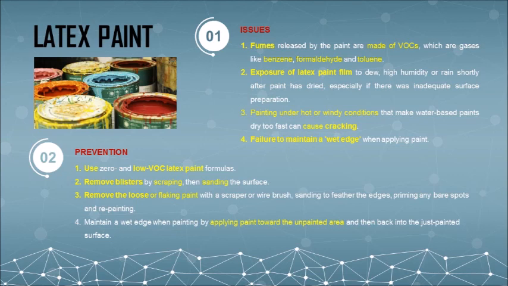To counter these issues, it is required to use low VOC latex paint formulas, remove blisters by scraping, then sanding the surface, remove the loose or flaking paint, and also maintain the wet edge when painting. It is required to apply paint to the unpainted area and then go back to the just painted surface.